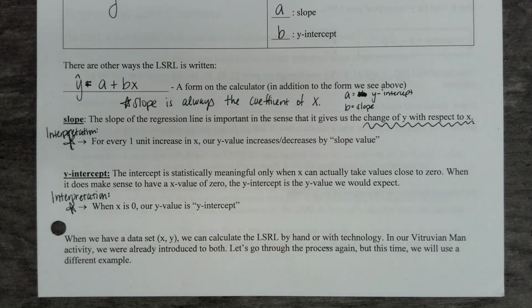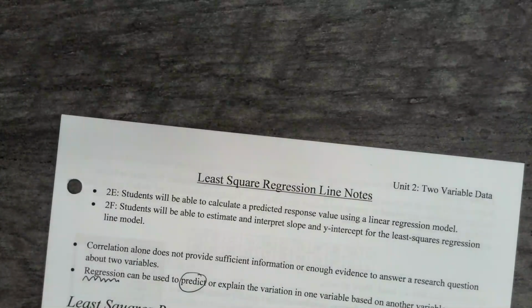And we touched on this when we have a data set of x and y. We have our linear regression model, or least squares regression, or LSRL. And we can do that by hand or we can use technology. We did that in the Vitruvian Man activity where we introduced both. But we're going to take a look at a different example here.